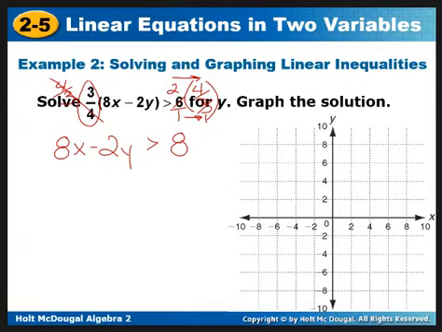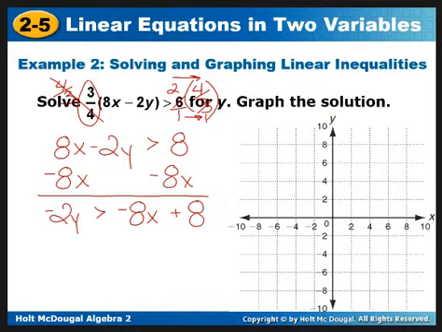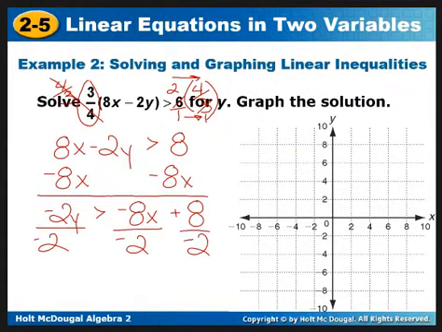Remember, solving for y, I want to get in slope-intercept form, so I'm going to subtract 8x from both sides. So I'll be left with -2y is greater than -8x plus 8. All right, now one step away here, we have to divide by -2 to get the y by itself. Now remember what happens, and I'm going to divide everything by -2. What happens when you divide by a negative? You have to change the order of your inequality, or basically switch the direction of your inequality sign. So I'm going to make this a less than. -8 divided by -2 is +4x. 8 divided by -2 is -4.